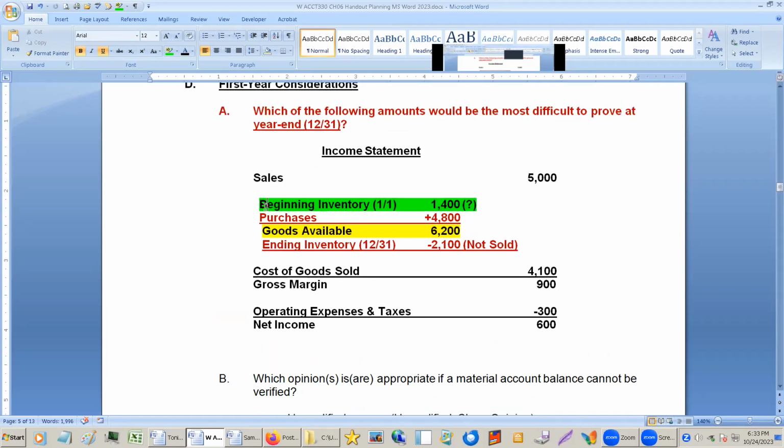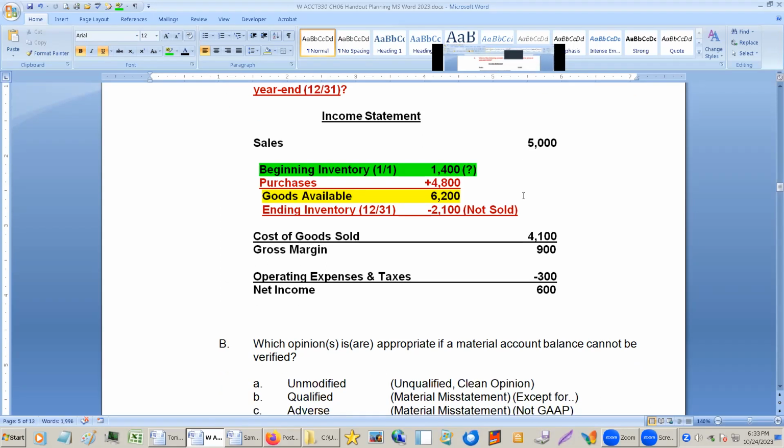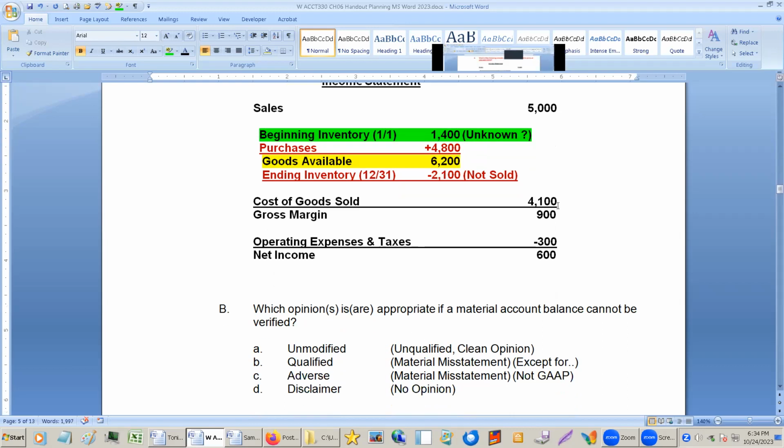So the beginning inventory, we don't know what it is. And if we don't know what that is, we don't know what the goods available are. This also is unknown. Ending inventory, we know. This is known. But we don't know the cost of goods sold because it's based on this unknown. So this is going to be unknown. And in the end, the cost of goods sold will be unknown. Gross margin's unknown. You get the idea.